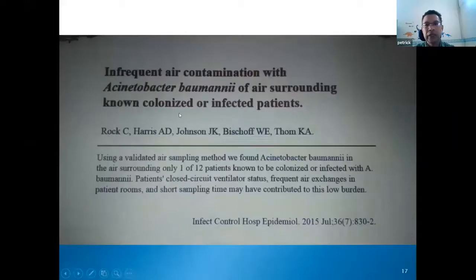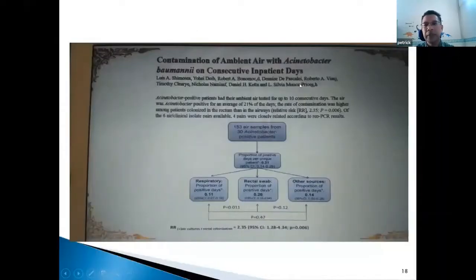Okay, so even Acinetobacter can contaminate the surface area, although it's not so common. But if you don't have good ventilation and good air exchanges, a patient with Acinetobacter can transmit to another patient. Same thing, this paper shows that when you are colonized in your rectum, you can actually transmit the organism to other people through colonization from Acinetobacter through your anal canal. Okay.